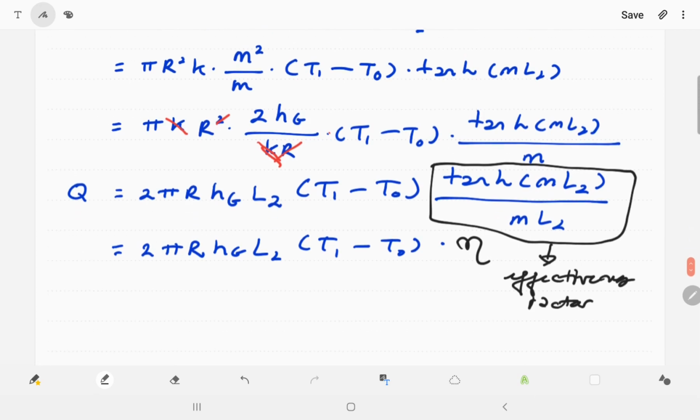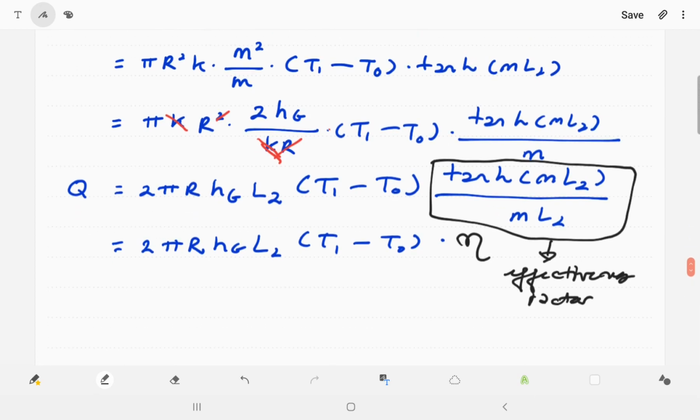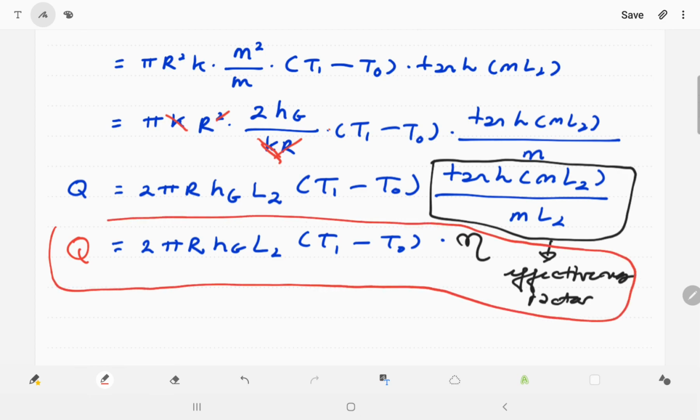Okay, so if you look back and compare with your modeling level 1, we have this particular type of formula almost the same as this, except that before we did not have this factor, the effectiveness factor. If you go back to modeling 1, it is the same Q, except we now have the addition of this mu. So this modeling level 2 gives us a slightly different expression of the heat flow.